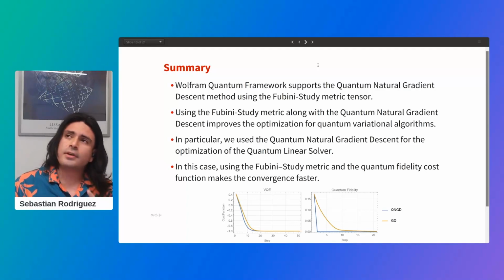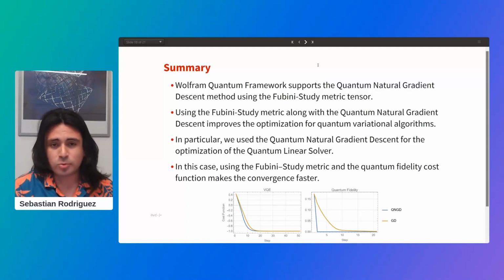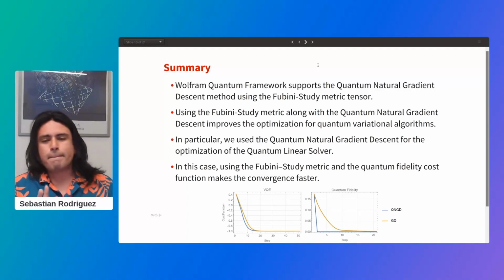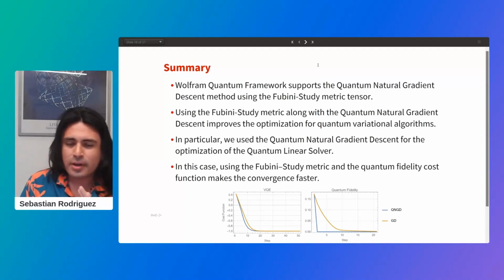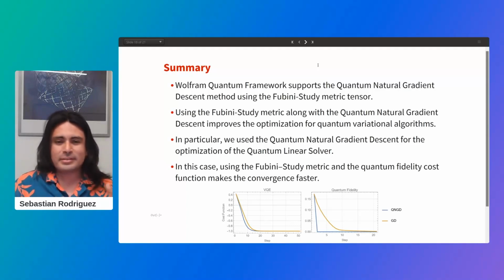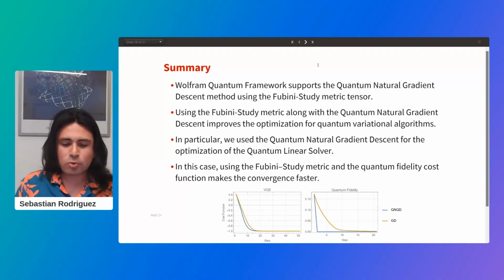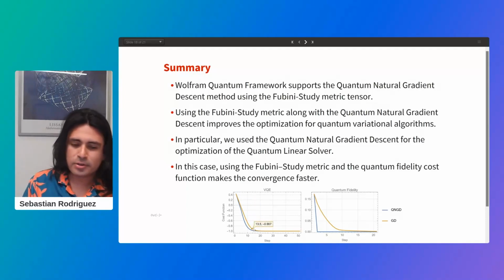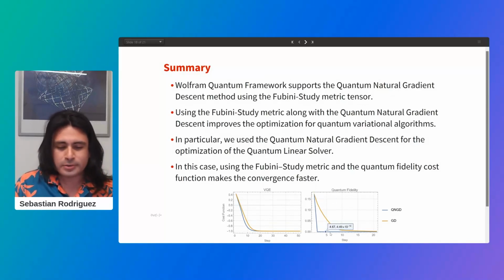And as you can see, the Fubini study metric tensor, as we explained earlier, is a way to understand the distance between quantum states. And our cost function in the quantum linear solver is quantum distance, the quantum fidelity. So it's the best fit of our metric and cost function. And that's why we can see such an improvement. For the variational quantum eigensolver cost function, it indeed improved our result, but it's not that good of an improvement. But the quantum fidelity improvement is pretty huge. There is a huge gap between them.